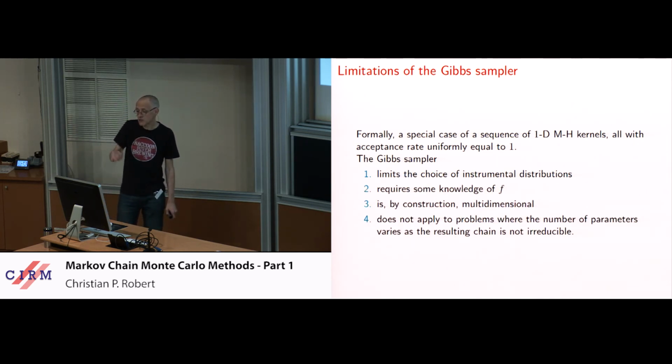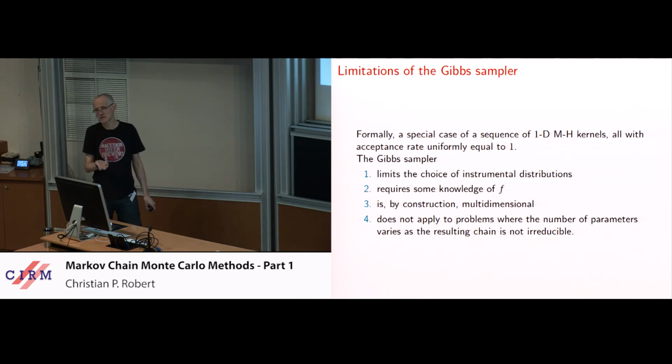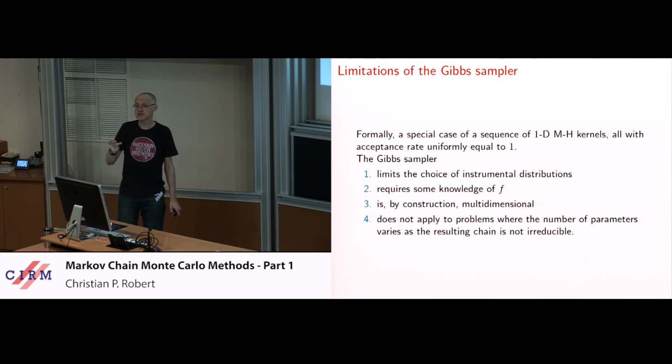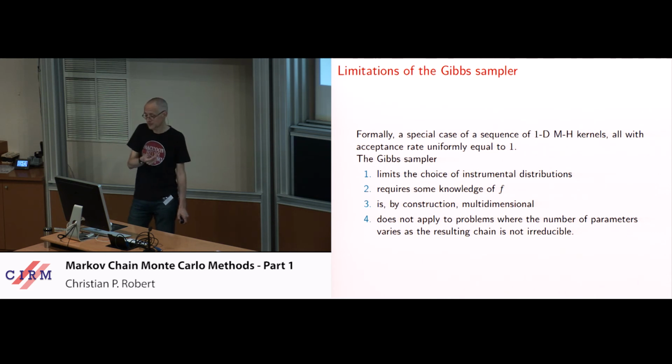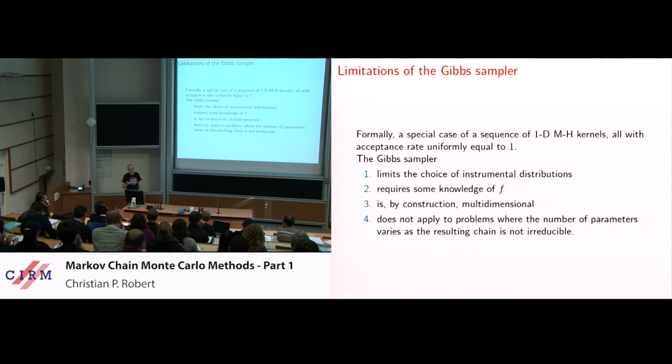Okay, so it has some restrictions. You need to know something about F. If F is a black box, that's more complicated because you cannot simulate directly from the conditionals. You have to use a Metropolis-Hastings step to replace the simulation, but just one step, not a full simulation. You need to be able to compute F to some extent. It is multidimensional, but we will see an answer to this problem.